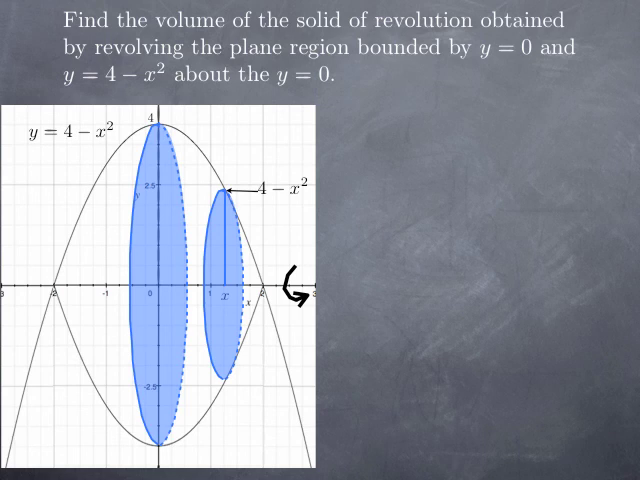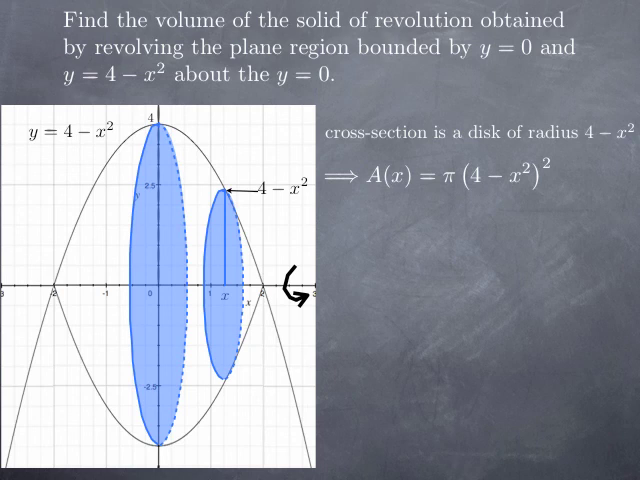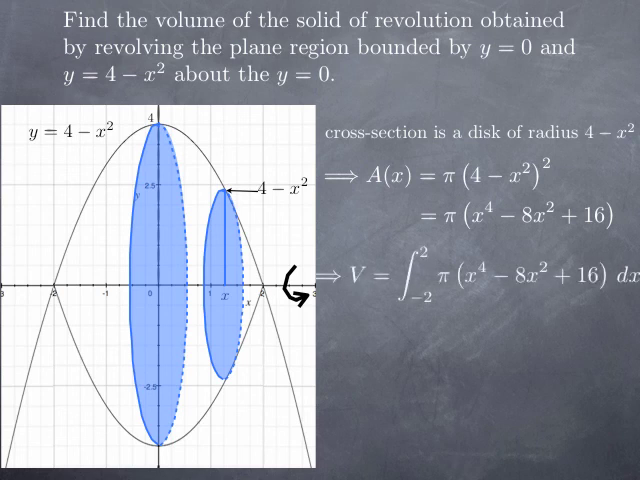And you see that for a given x, the radius here is going to be given by 4 minus x squared, because this is the y-coordinate corresponding to that particular x if we're along the curve. So the cross-section is a disk of radius 4 minus x squared. That means that its area is pi multiplied by the square of the radius, in other words the square of 4 minus x squared. The square of 4 minus x squared is x to the 4th minus 8x squared plus 16. And now the volume is given by the integral of this function from -2 to 2.